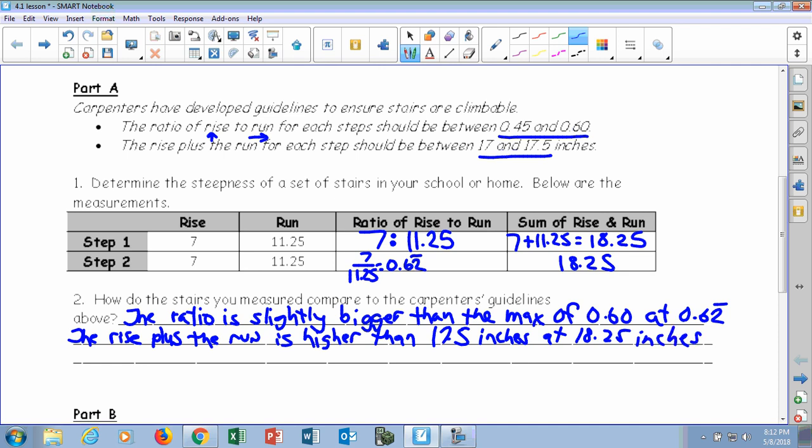So would these stairs be climbable? And the answer would be no, because they do not fall within this range here and this range here, according to what those carpenters who build stairs say. All right.